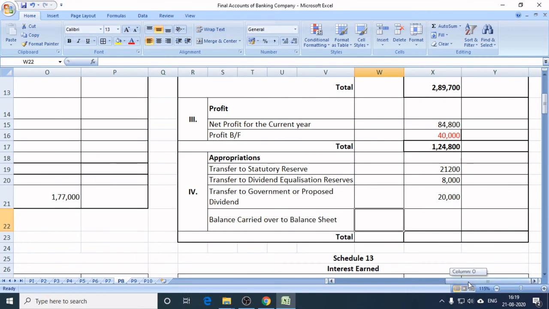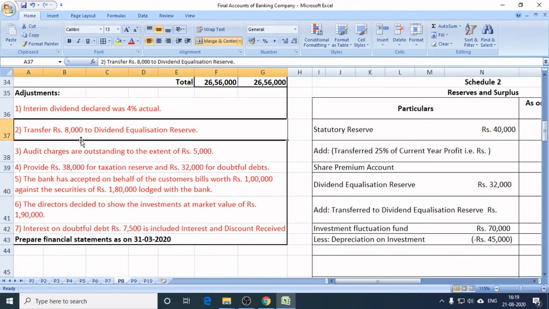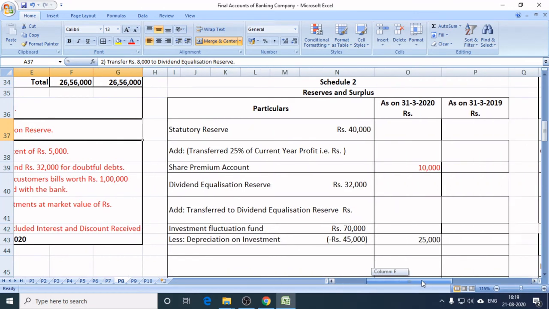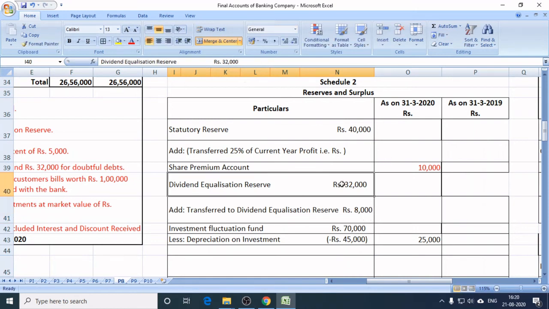Let me show you the adjustment one more time. See, the adjustment is we have to transfer rupees 8,000 to dividend equalization reserve. Now go to reserve and surplus account. Now here dividend equalization reserve, here show 8,000 rupees. Now after transferring 8,000 rupees to dividend equalization reserve, its opening balance is 32,000, and after adding another 8,000, it will become rupees 40,000.